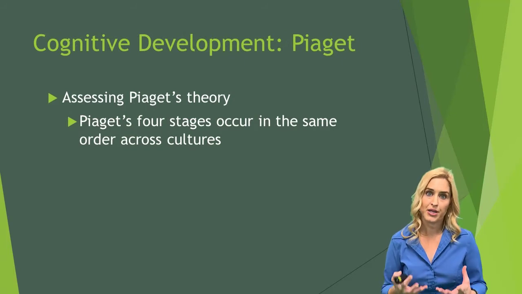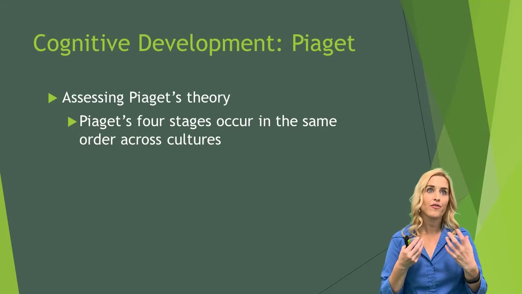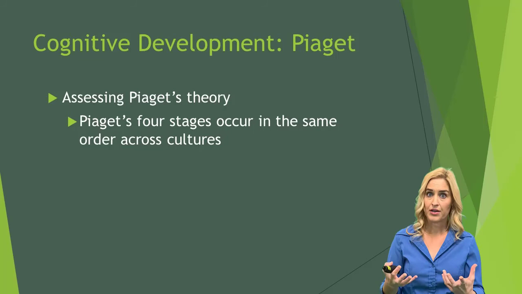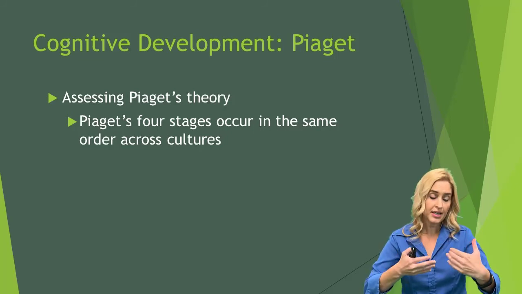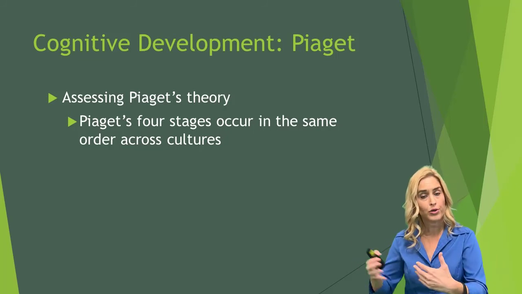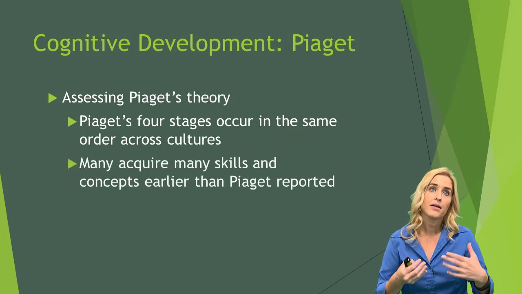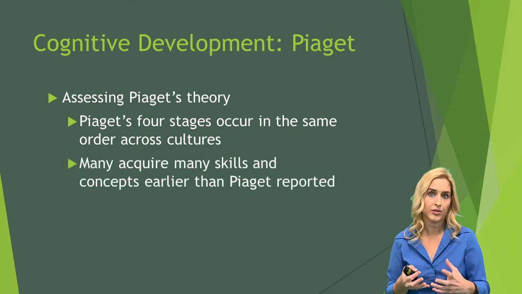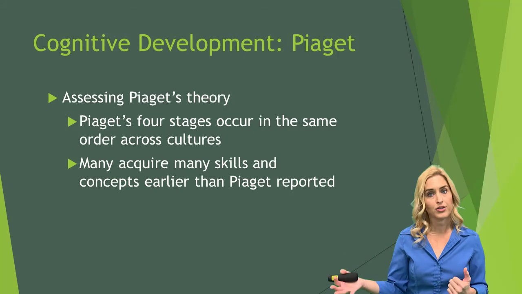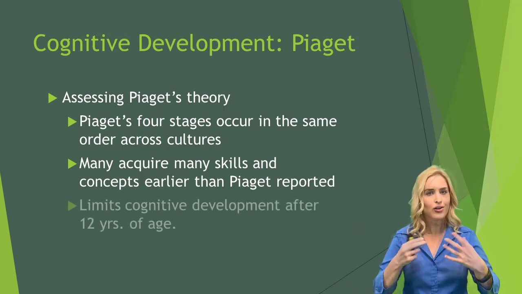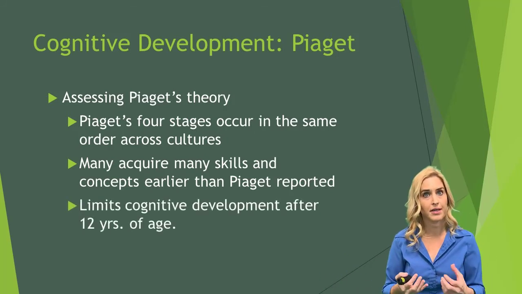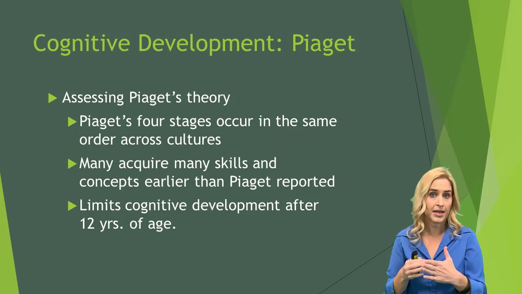Now, when we look at Piaget's theory, we see that there are 4 stages in this theory. And we do see that they do occur in the same order cross-culturally. Many, though, acquire these skills much earlier than what Piaget reported originally. Also, some of the limitations of this theory is that Piaget stops at age 12.